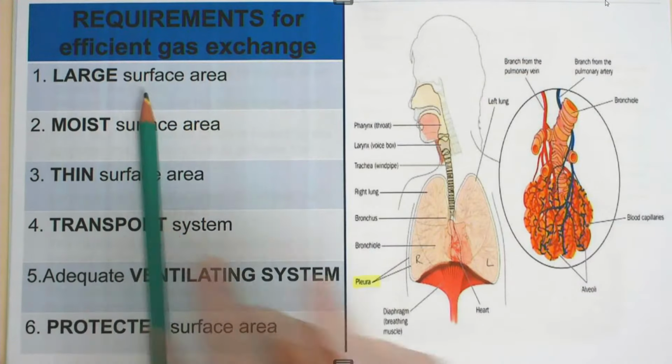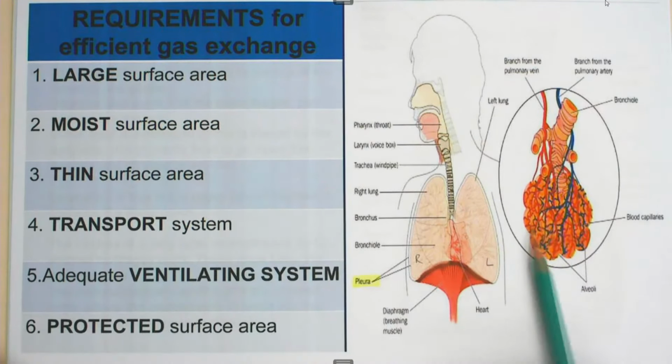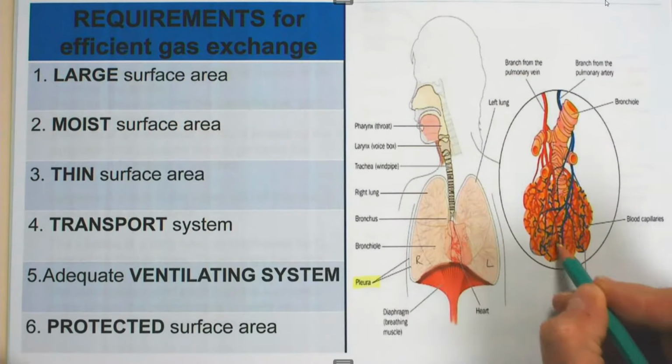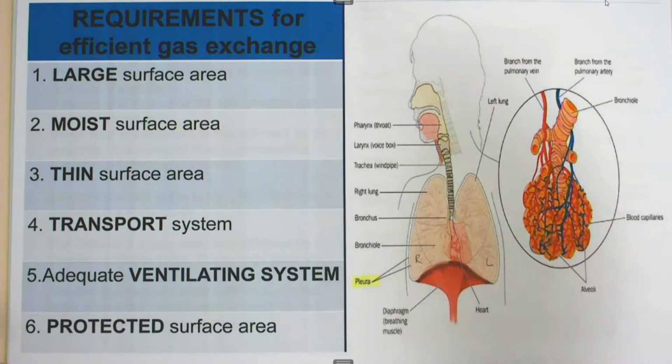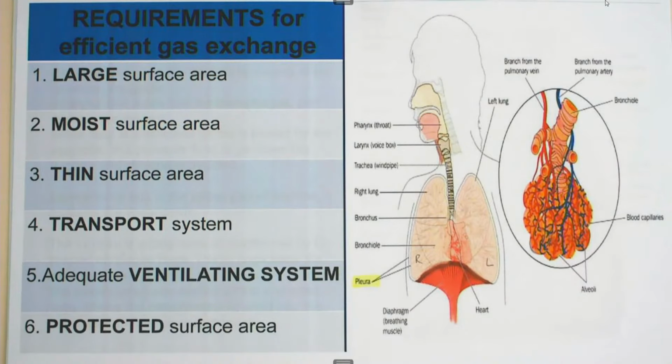So the first one, we have 2 lungs, and inside them there's smaller structures that help to increase the surface area. You can't see it that easily here, but you will be seeing it in the next slide. Here we have lobes, né? And every time when there's lots of lobes, like when you have grapes, then you can actually increase the surface area that way. Okay, so we need a large surface area.